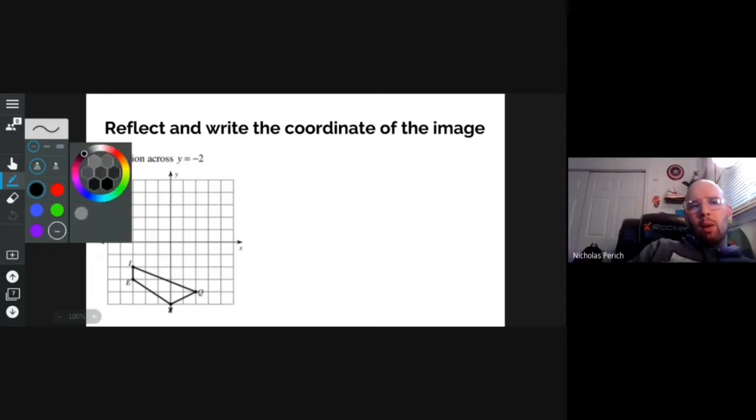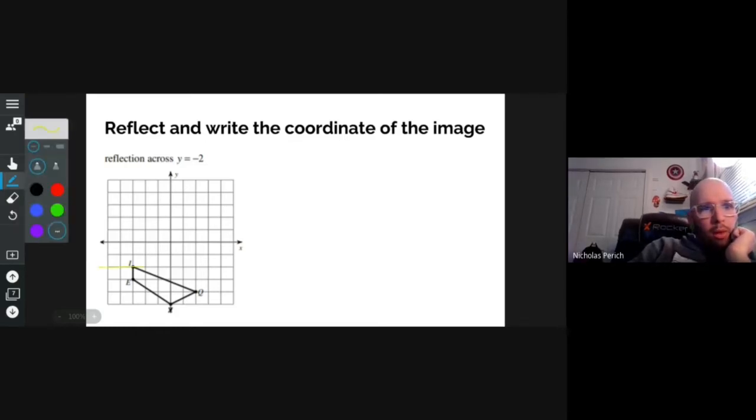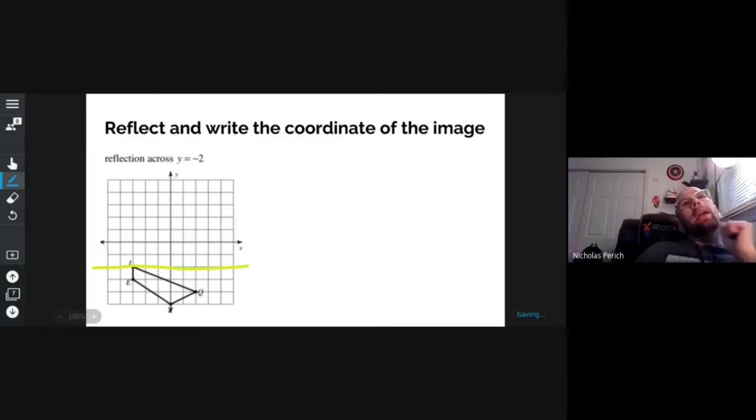Well, if you forgot, and you probably did, the line y equals a number is a horizontal line. y equals -2 is a horizontal line that goes through -2. So my axis is going to be that line right there. All I did was, instead of having this line be my axis, now that line's going to be my axis. That's it.